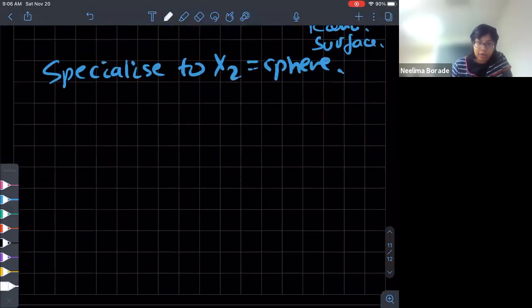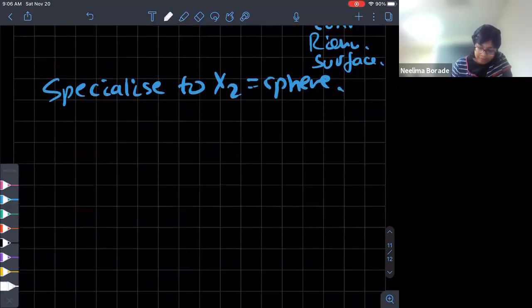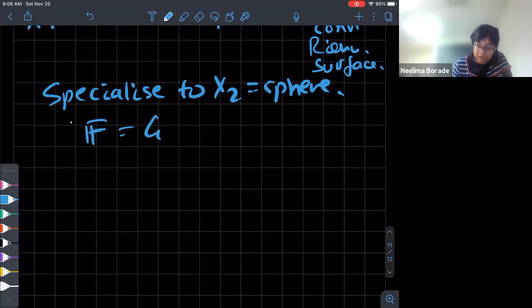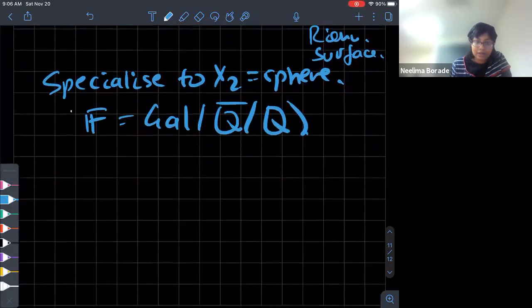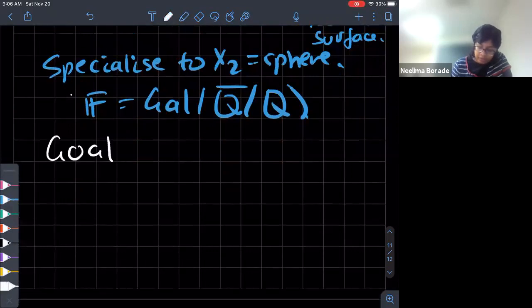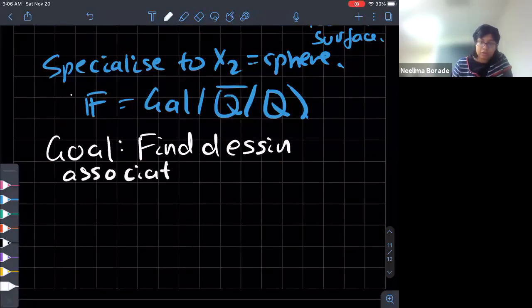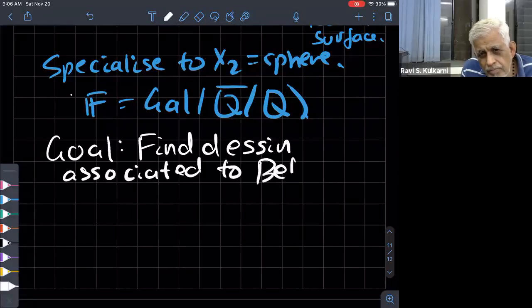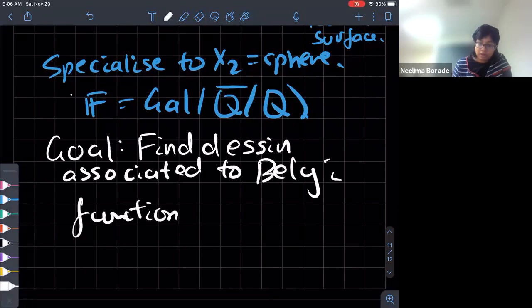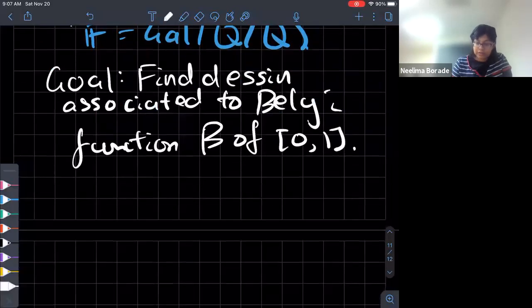And we'll also use this notation to write the Galois group, because we'll be using it a lot. And so the goal is to find the Dessin associated to the Belyi function beta of P1 minus 0, 1, infinity. This is basically the explicit Grothendieck correspondence in genus 0. I don't know if we'll have time to find the other direction, the Belyi morphism from the Dessin, but let's at least do this.